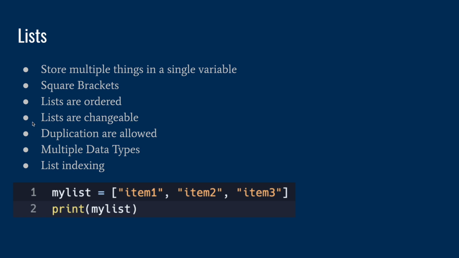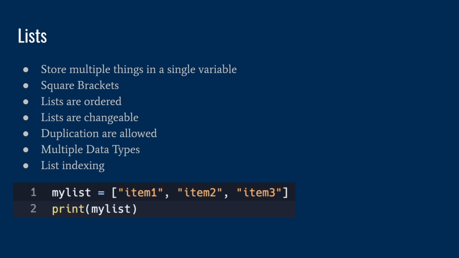So let's look at what lists are. Lists store multiple things in a single variable, and a list is defined similar to a variable with an equal sign, with its elements enclosed in square brackets. And lists are ordered, which means the elements have an order number, which is the list indexing. And lists are also changeable, which means the elements are changeable and you can append things to lists.